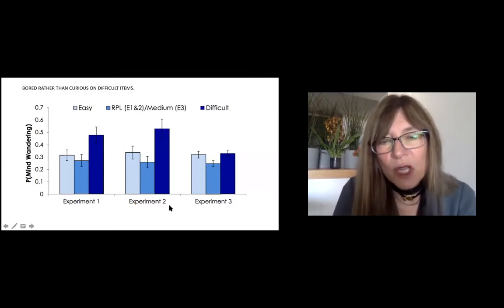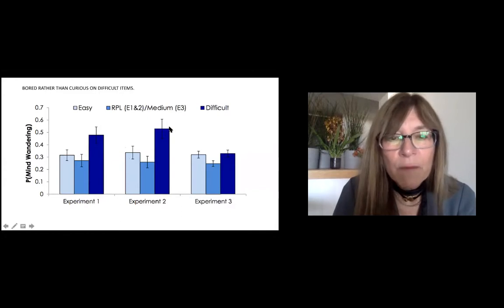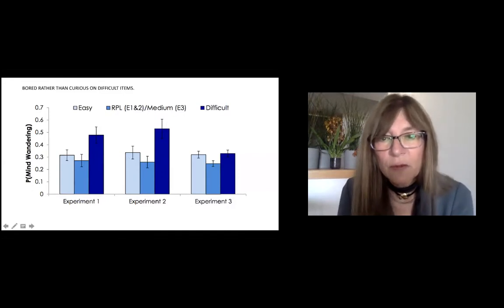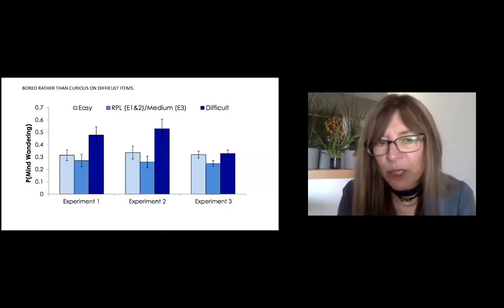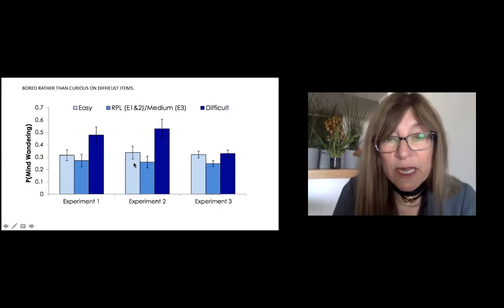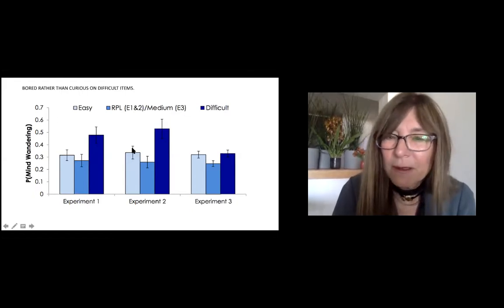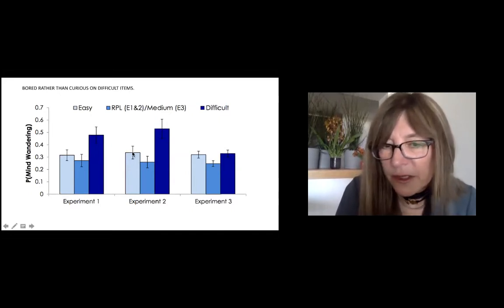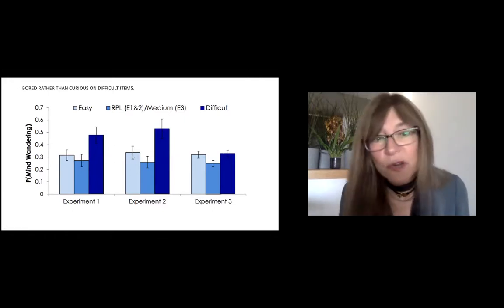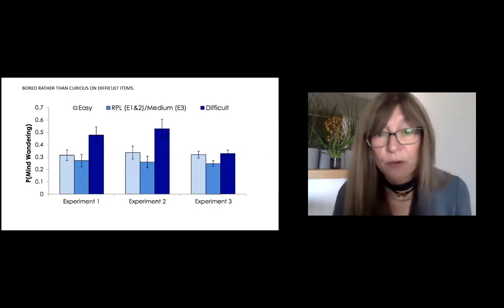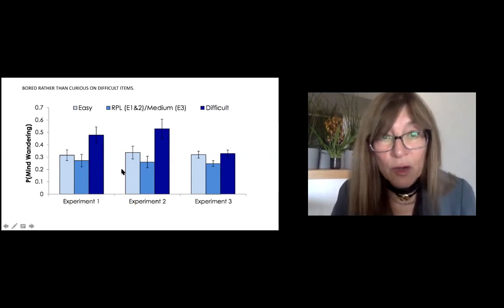The dark blue lines are difficulty. And she looked at mind wandering. What she found was that with very difficult materials, where people should be most curious if you're talking about prediction error models, people mind wandered. And when they were easy, some people mind wandered, but they may have known those materials already. They were things like Spanish, English, Paris. If you know Spanish, you're in pretty good shape on those, and they're over the knowledge barrier. Where they didn't mind wander was for the items in the middle, which she called the RPL items.